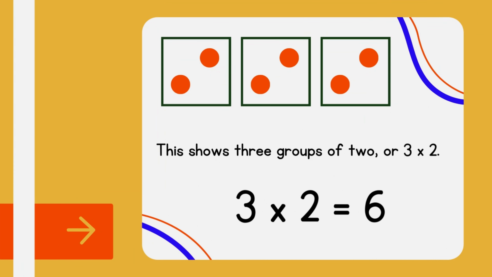This shows 3 groups of 2, or 3 times 2. You can see there are 3 boxes, which stands for the 3 in 3 times 2. You can see 2 dots in each box, which stands for the 2. And then when you count how many dots there are in total, 1, 2, 3, 4, 5, 6, there's going to be a 6. So in total, 3 times 2 equals 6.